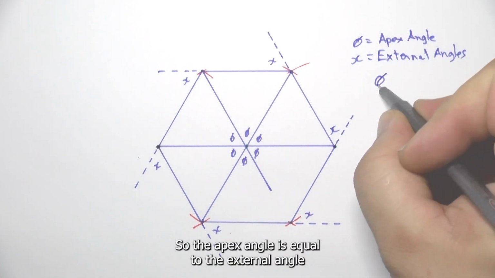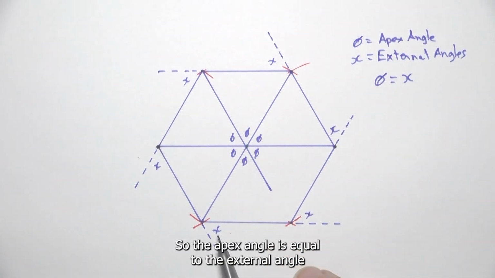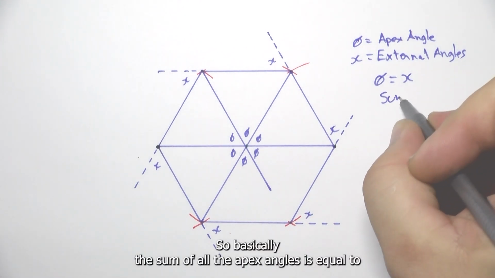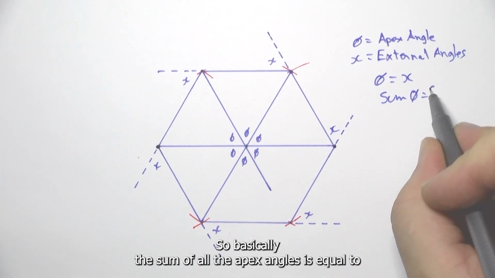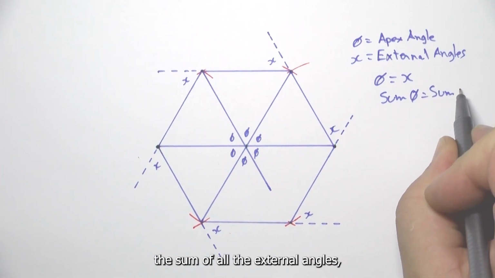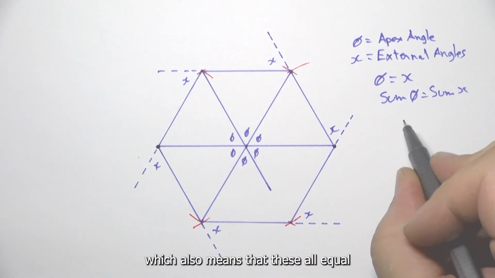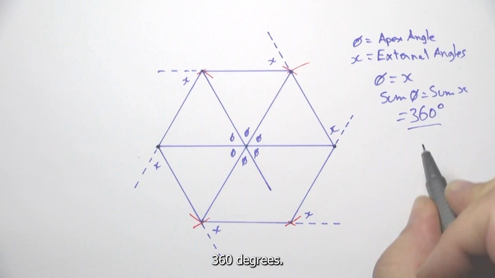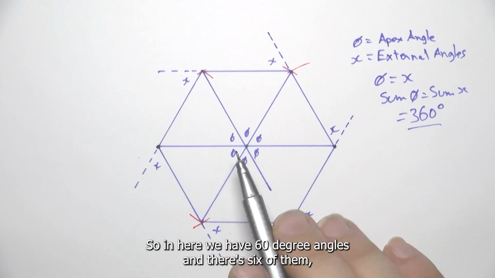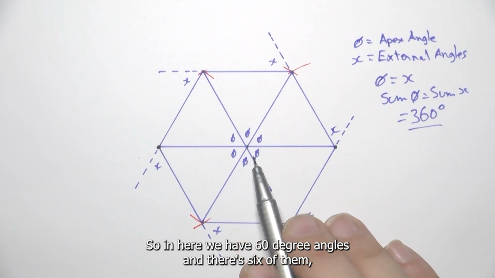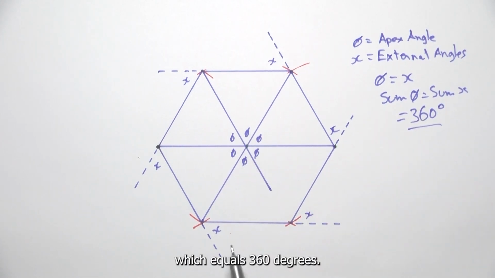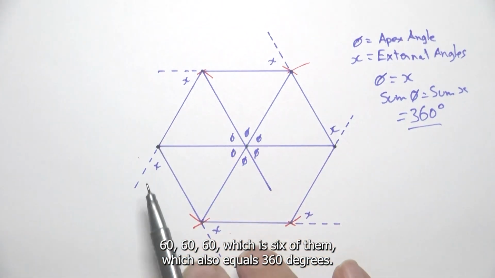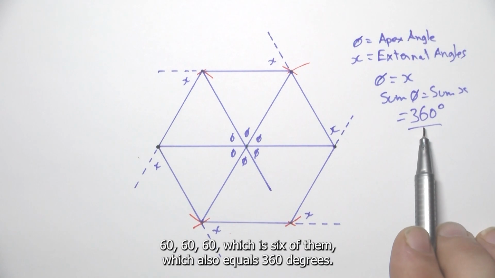So the apex angle is equal to the external angle, and basically the sum of all the apex angles is equal to the sum of all the external angles, which also means that these all equal 360 degrees. So in here we have 60-degree angles, and there's 6 of them, which equals 360 degrees. Now, because these are the same angles out here, these external angles, 60, 60, 60, 60, 60, 60, which is 6 of them, also equals 360 degrees.